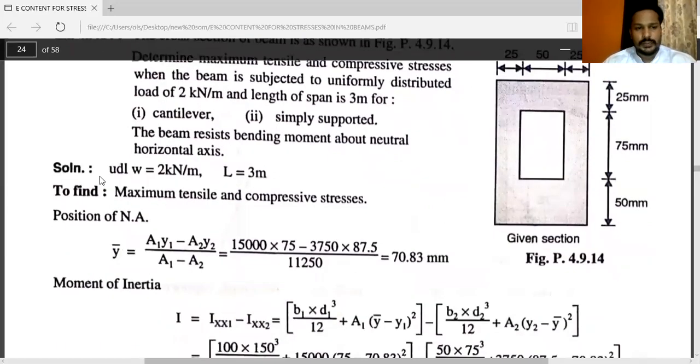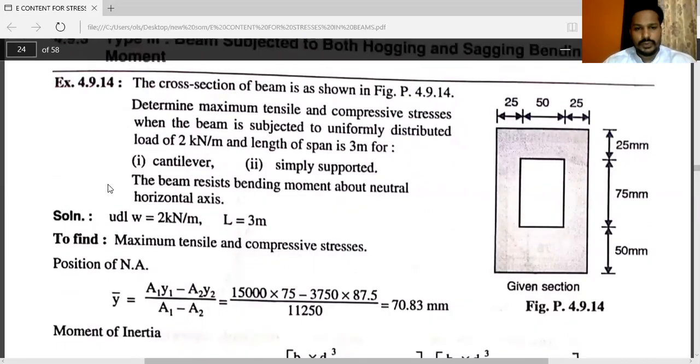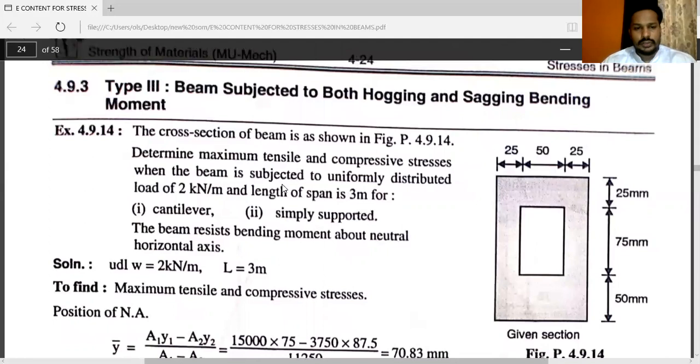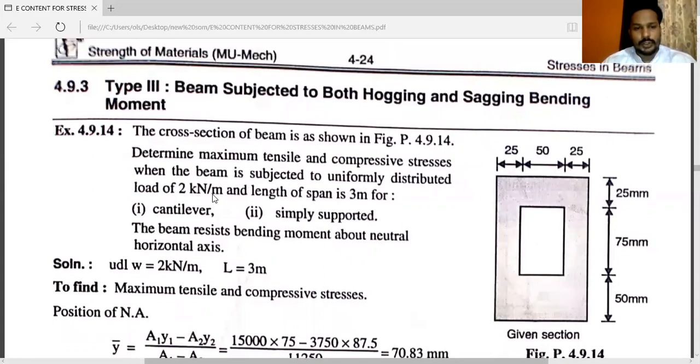You can see the beam is subjected to uniformly distributed load, that is 2 kN per meter, means W is given, that is 2 kN per meter, and the length is given, that is 3 meter. Remaining dimensions are here.